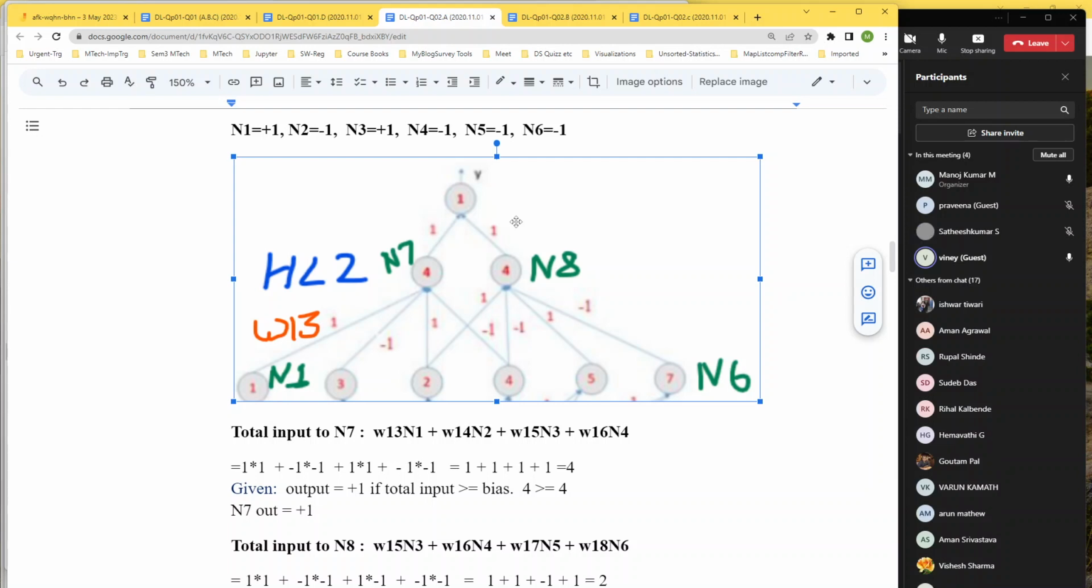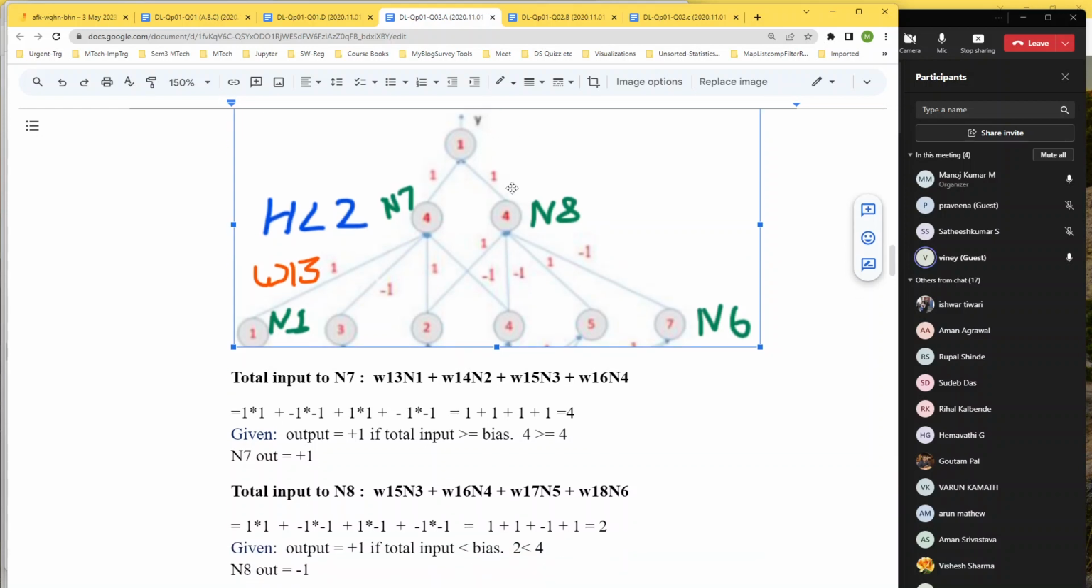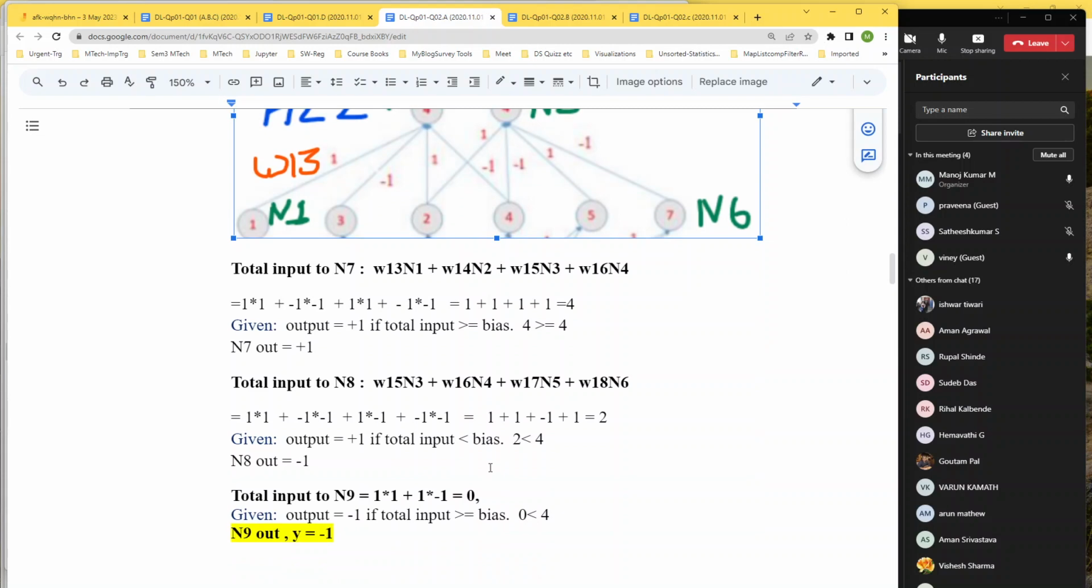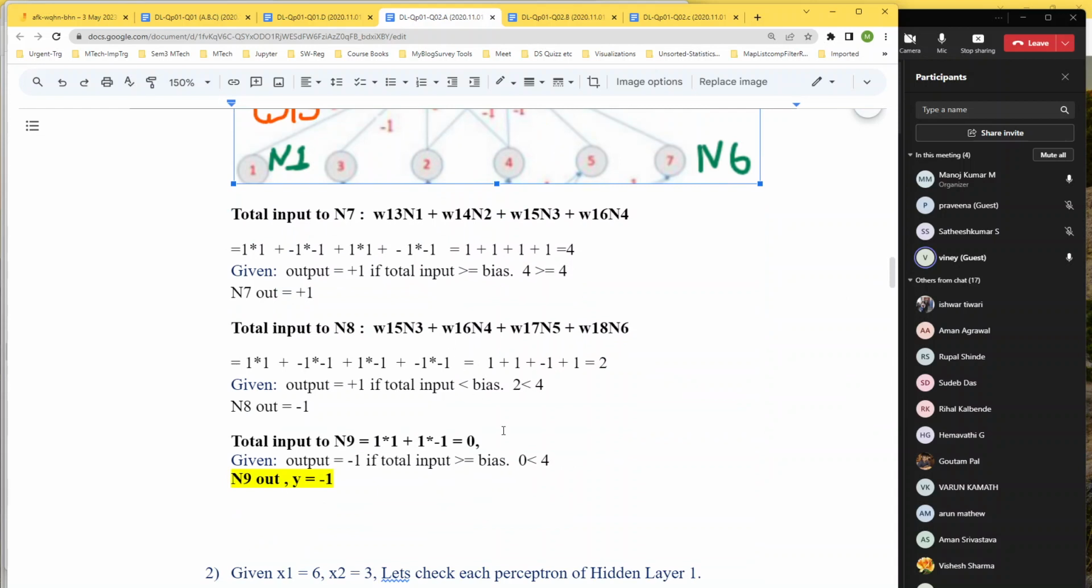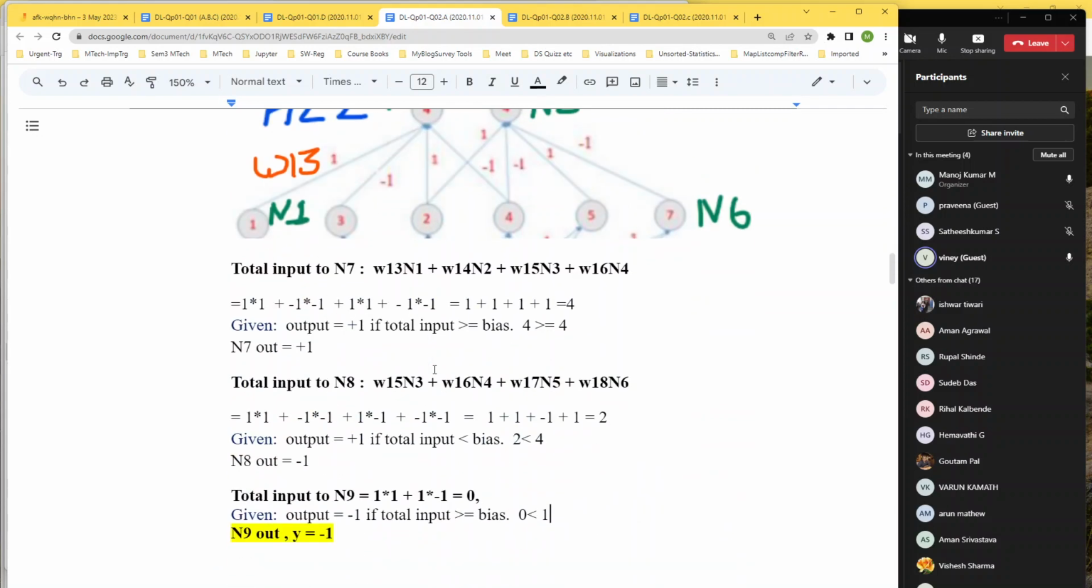1 plus 1, 2, 3. 3 minus 1, 2. That is also -1. So the inputs are plus 1 and -1, and this input goes here. Plus 1 and -1 becomes 0. So 0 is less than 1, it's -1. Less than 1, right? Output is -1.